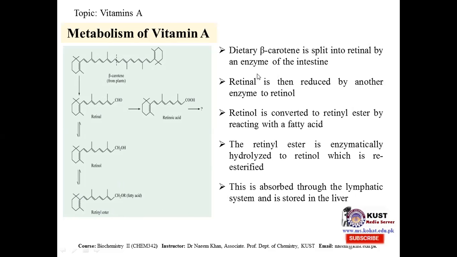Beta carotene is basically the raw provitamin form of vitamin A, and it is split by an intestinal enzyme into retinol and aldehyde form. Look here, the aldehyde bond. Then it is reduced to retinol, which is the active form of the vitamin.